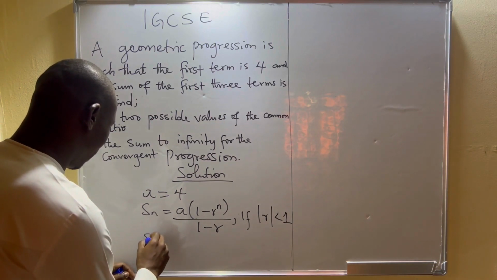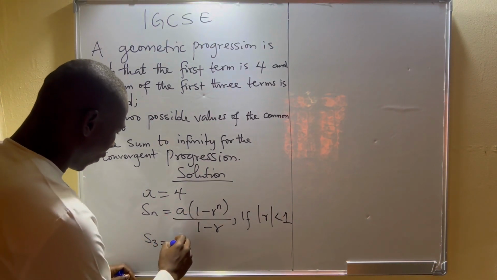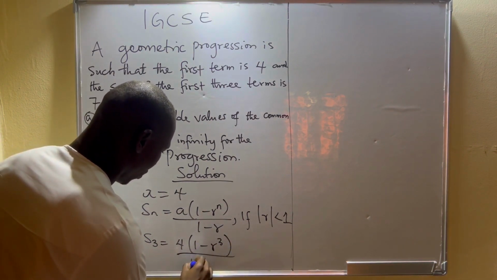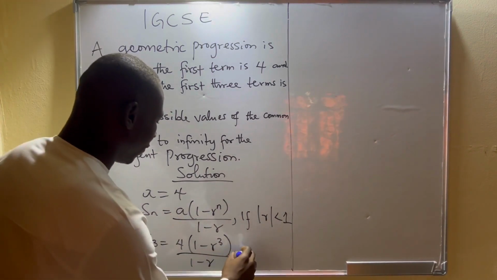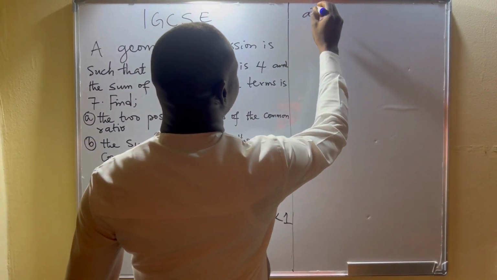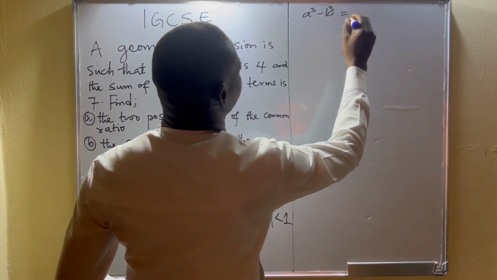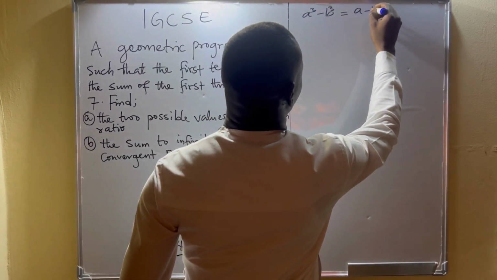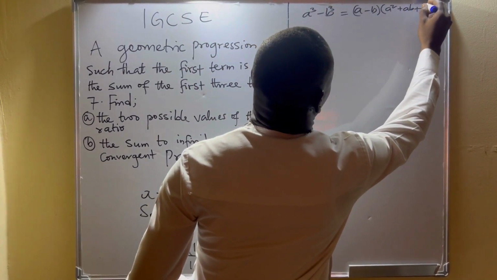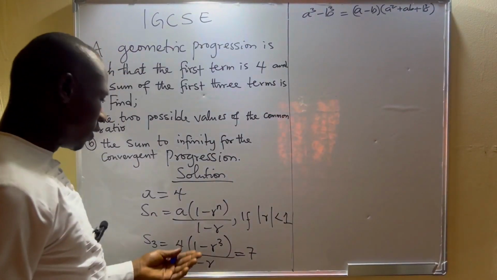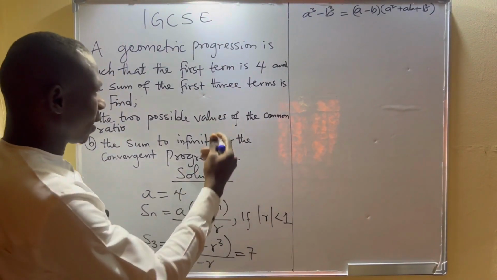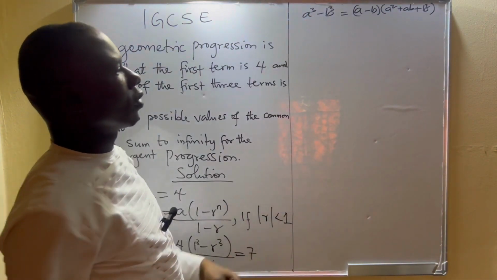So we have that S3 is equal to, our a is 4, we have 4 into 1 minus r raised to power 3 all over 1 minus r, and the value is equal to 7. You can recall this identity when you have a raised to power 3 minus b raised to power 3, the value is a minus b into a squared plus ab plus b squared. So we use this identity here. 1 can be written as 1 raised to power 3, so we apply the difference of two cubes property.